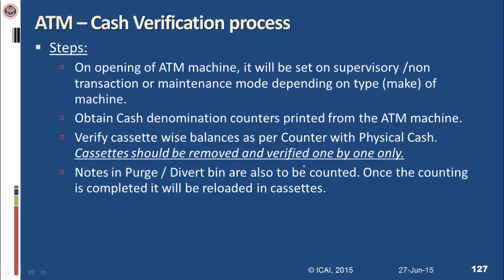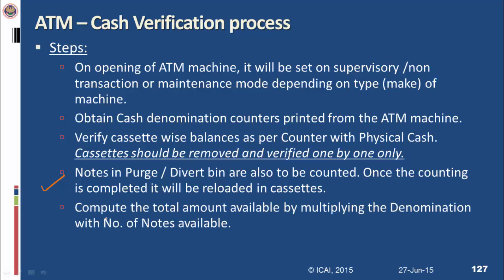Notes in purge, divert or overage bin are also required to be counted. Once the counting is completed, it will be reloaded into the cassette. Compute the total amount available by multiplying the denomination with the number of notes available. Maintain the counter slip as working paper.